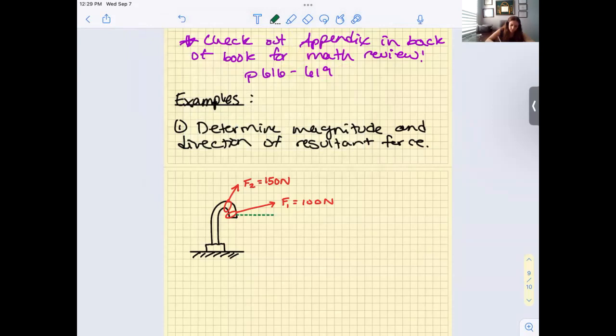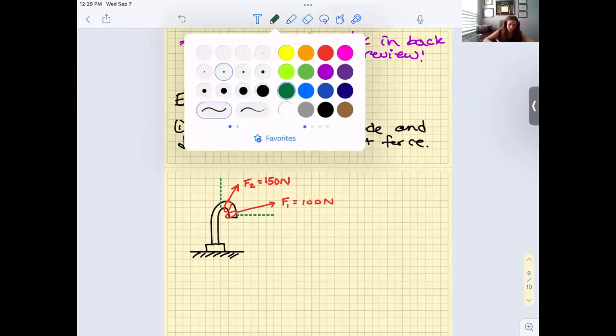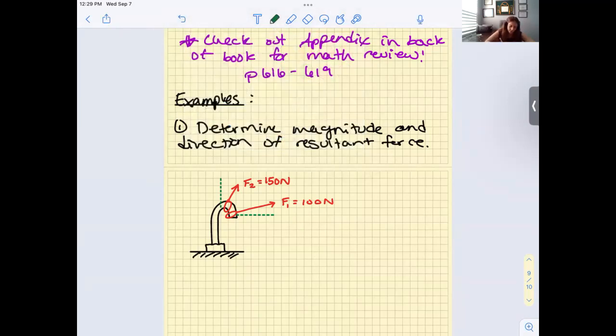F1, in reference to the horizontal, is 15 degrees. And F2, in reference to the vertical, is, if I can read my own handwriting, 10 degrees.